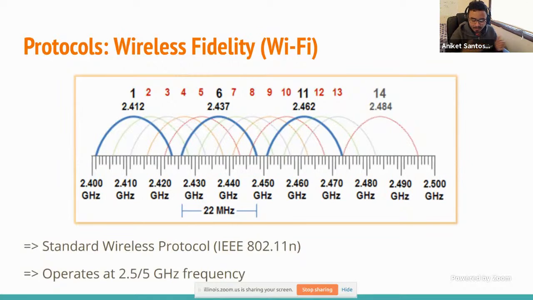The whole spectrum of light, which we have, can be chunked into different frequencies. Light travels at the speed of light, obviously, but we have different frequencies and different wavelengths of light at which light can travel. And each of these frequencies is regulated by a centralized authority.